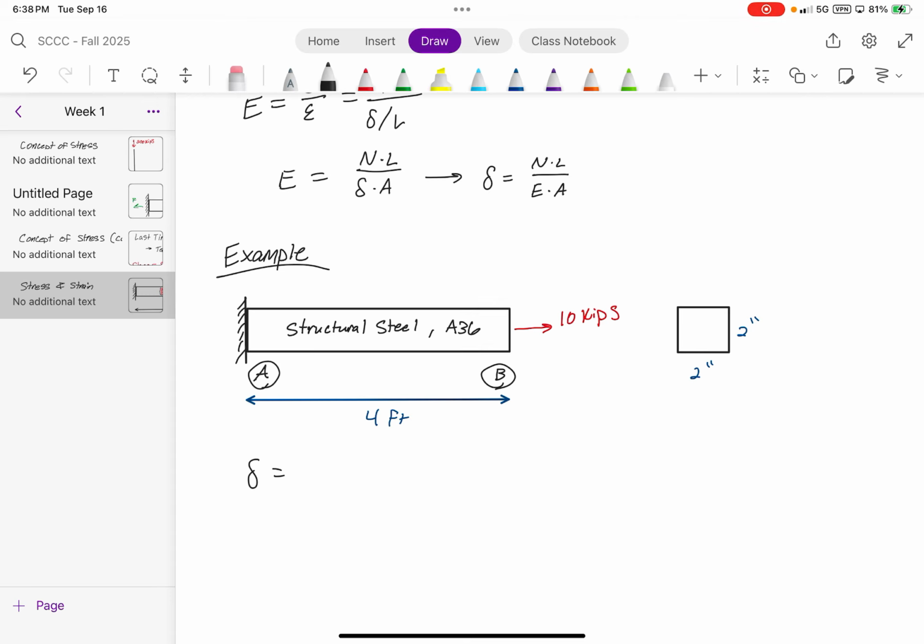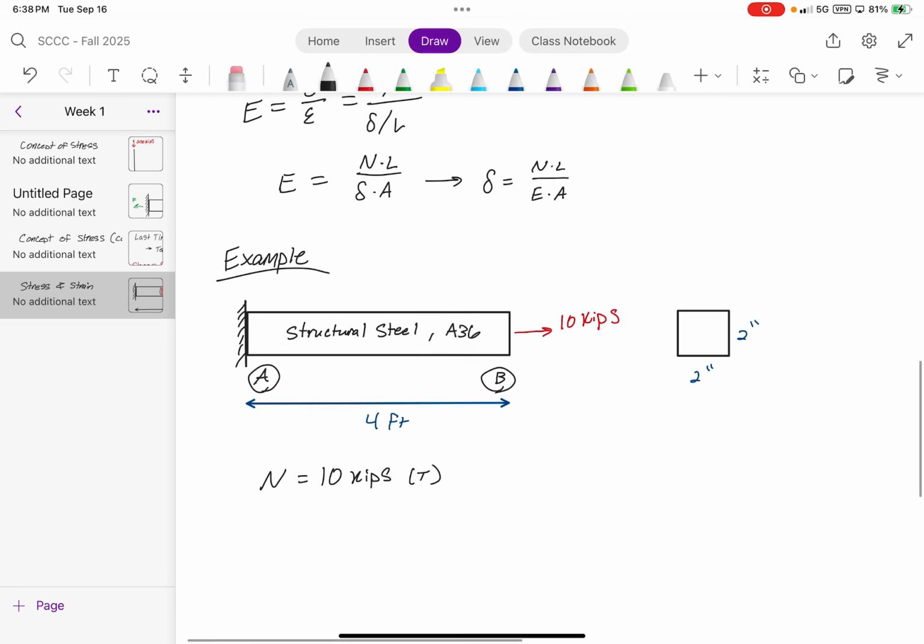Well, let's write down what we know so far. We know the internal force, N. What do we have for the internal force here? Say it again. It's 10 kips. In tension or compression? Tension. What else do we know? The length. What is the length going to be? 4 feet.